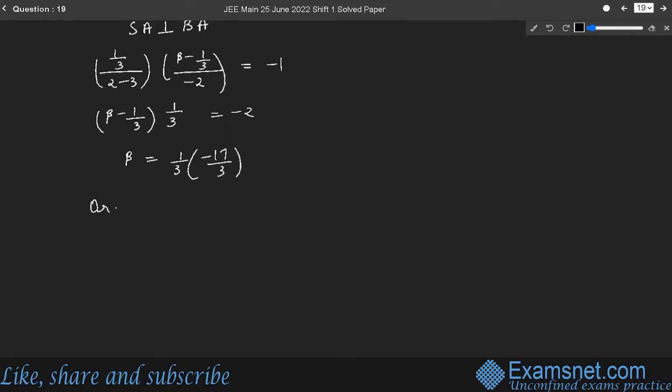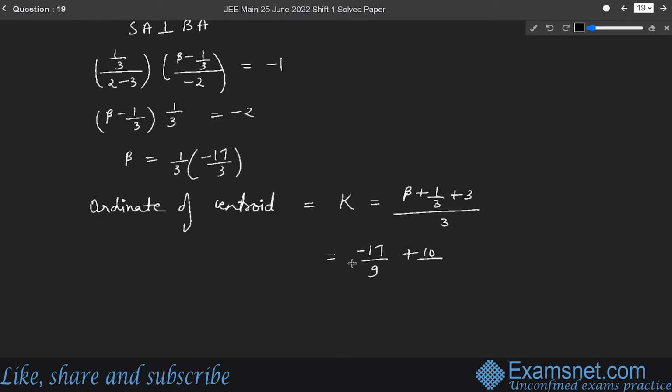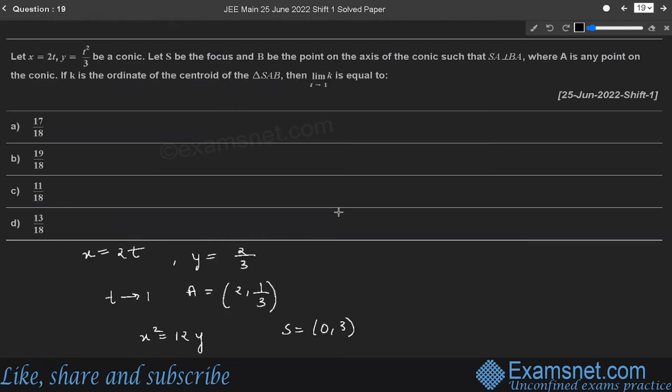Now, ordinate of centroid will be equal to k, which is equal to (β + 1/3 + 3)/3. So, it will be equal to (−17/9 + 10/3)/3. On further solving it, it will be equal to 13/18. Hence, we can say that this is the required answer and the correct option is option number D here.